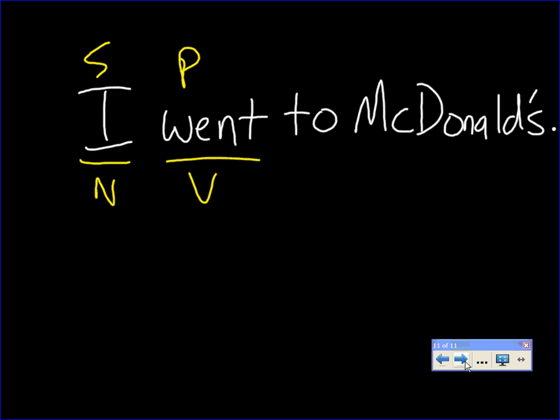Another simple sentence. Sarah: she ran. What's my subject? What's my predicate? What's my verb? Correct.